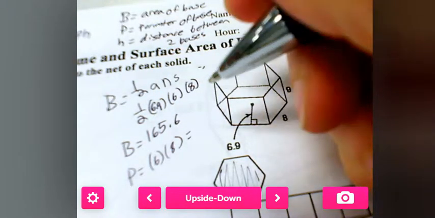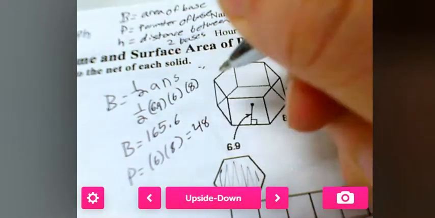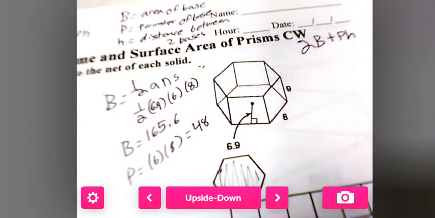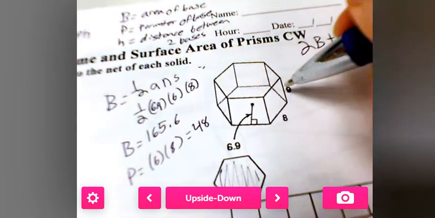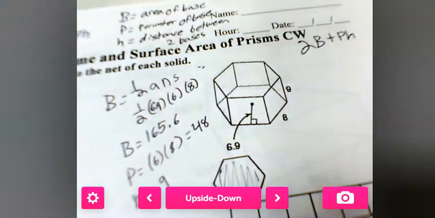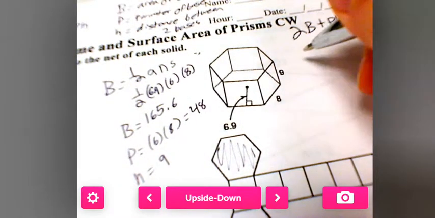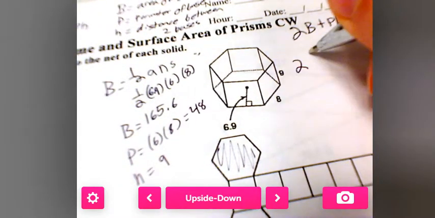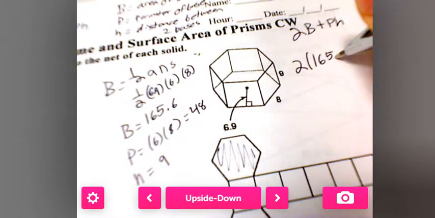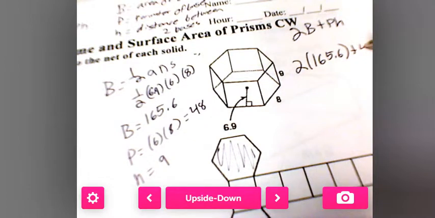And then we end up with the perimeter is 48. So then the height, the distance between my two bases, is 9. So we're going to go 2 times 165.6 plus 48 times 9. Am I going too fast? I'm sorry.